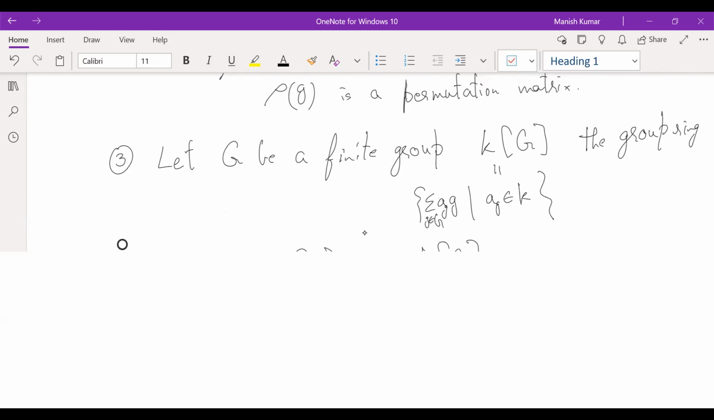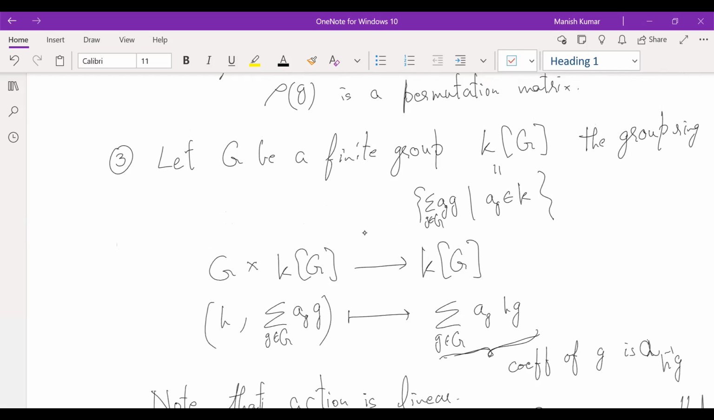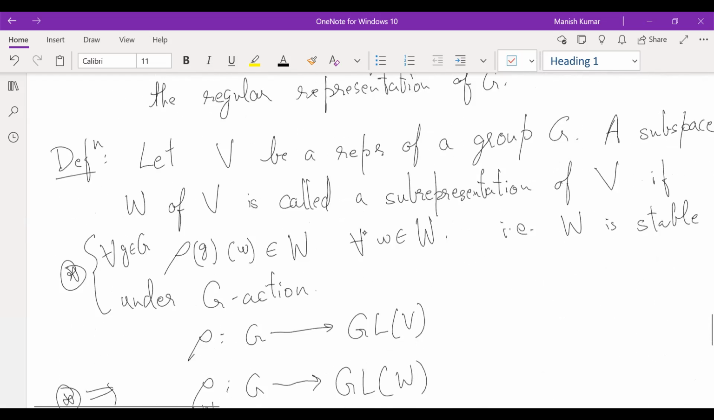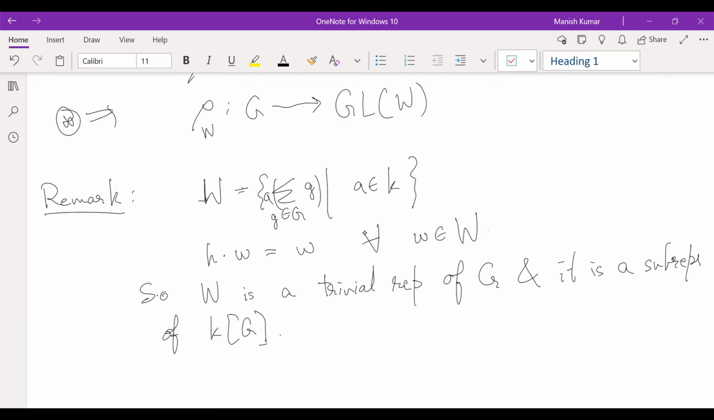Okay. So is this a unique trivial subrepresentation? Yeah, there is only one trivial subrepresentation of KG, which is this one. There is no other. That also we will see once we try to understand KG better, then we will see that there is only one trivial representation.